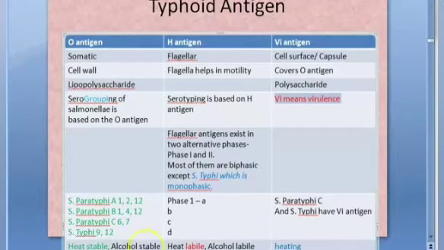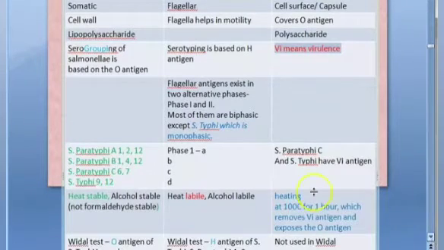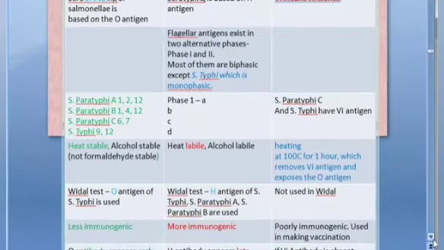You have seen that paratyphi C and Salmonella typhi have VI antigen. Then, if you heat it for 1 hour at 100 degrees centigrade, that is like boiling, you can remove the VI antigen and the O antigen will get exposed. Easy, right? This antigen is not used in Vidal. Vidal test uses only the O antigen and H antigen.